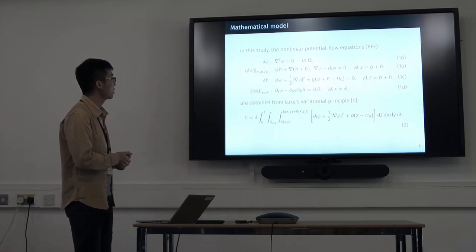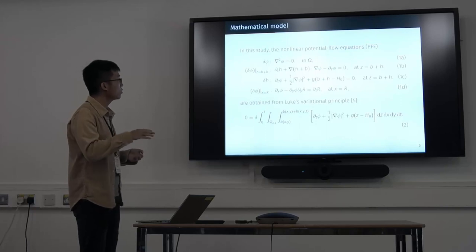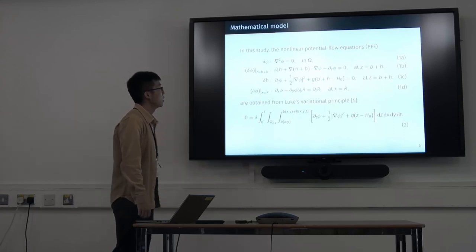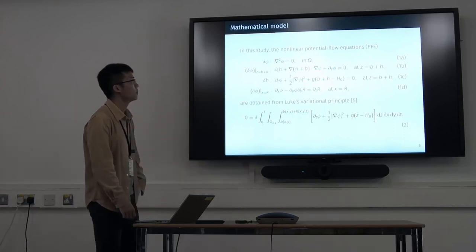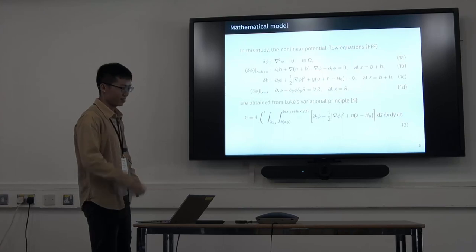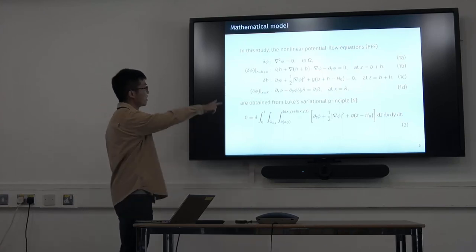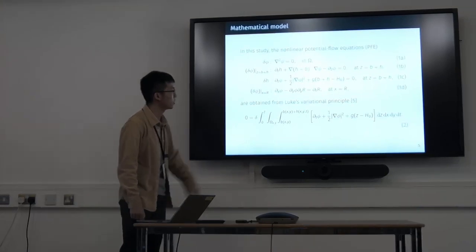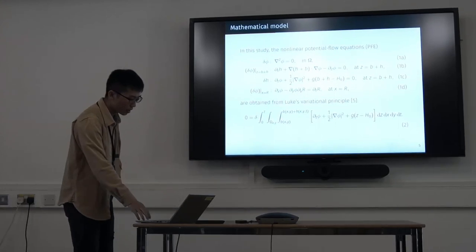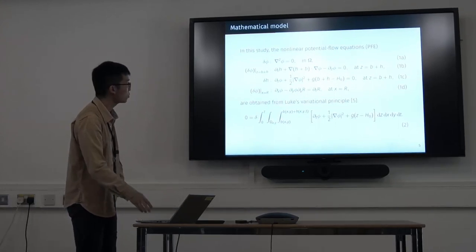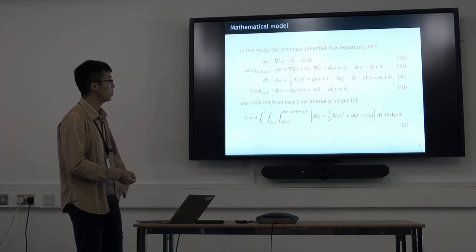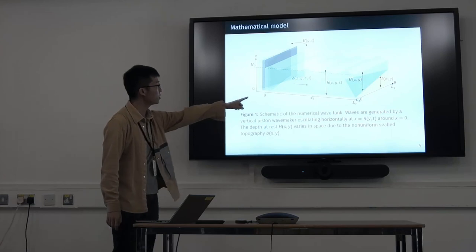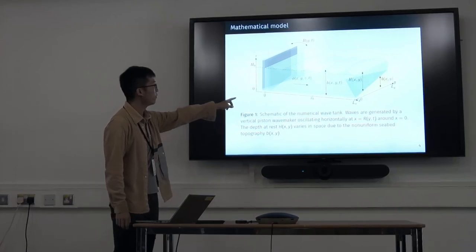For the boundary conditions, there are two free surface boundary conditions, the dynamical boundary condition and the kinematic boundary condition, and on the wave maker there is also a boundary condition for the wave maker. We can see that there are two unknowns in this physical problem: one is the total water depth, H, and the other is the velocity potential, phi.